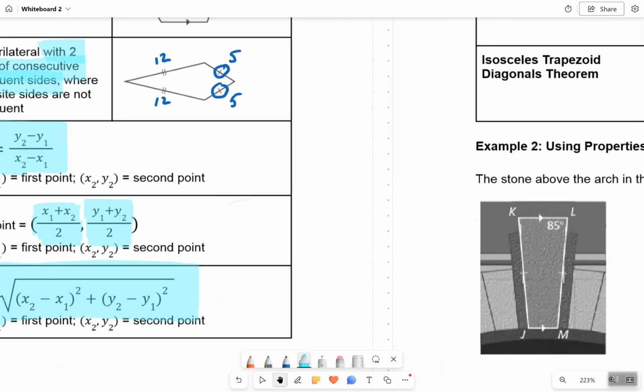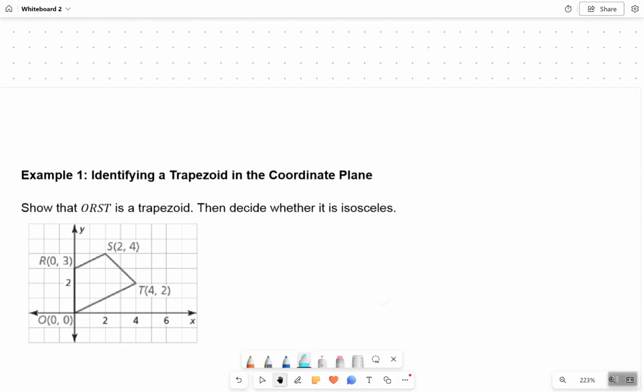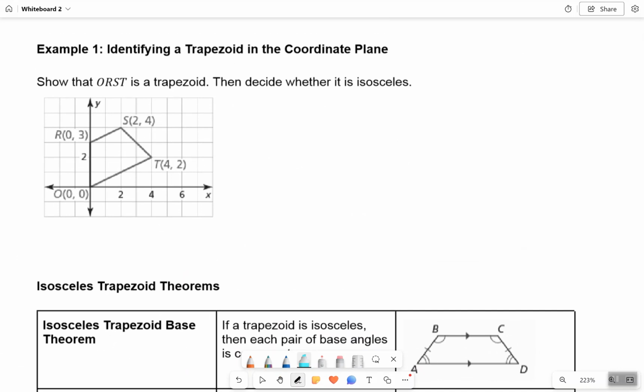Let's go on to page 2, see what we can deal with here. Oh my gosh, there's more. Holy cow. Let's talk about example 1, kids. Example 1, identifying a trapezoid in the coordinate plane. Show that ORST is a trapezoid, then decide whether it's isosceles.